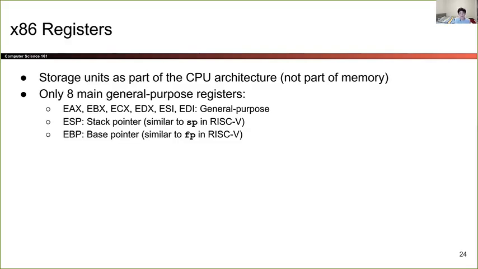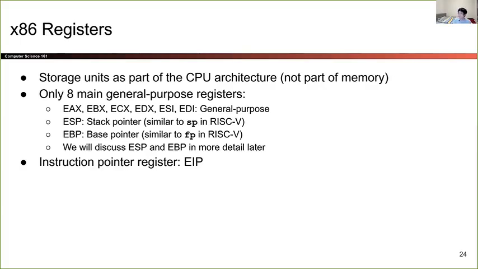The final register that we have is the EBP, the base pointer. Most people haven't used the frame pointer in RISC-V, but essentially it points to the top of the current stack frame, just so that we know where we are in the stack. We'll see a more clear example of this later, but just keep in mind that this is similar to the frame pointer in RISC-V if you've used it, and if you haven't, don't worry about it.